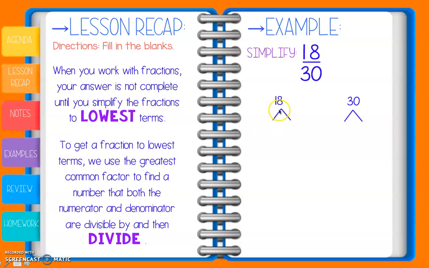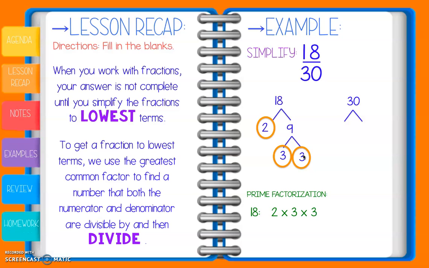Then we're going to break it down. We have 2 times 9 gives us 18. 2 is prime, so we circle it. 9 is not, so we break it down to 3 times 3. Both 3's are prime, so we're done with 18, and we're going to write out the prime factorization for 18 is 2 times 3 times 3.